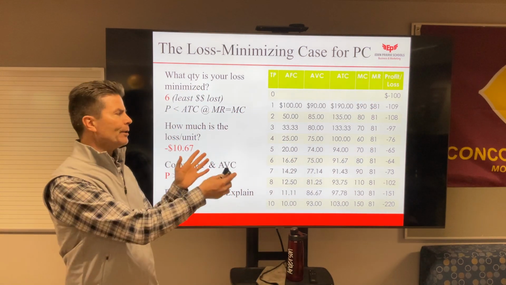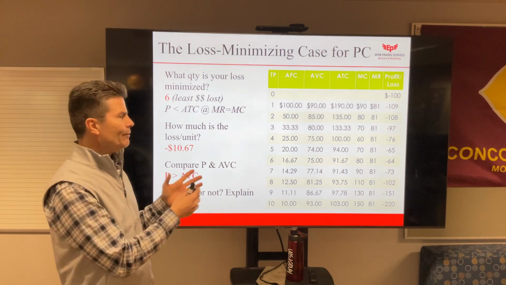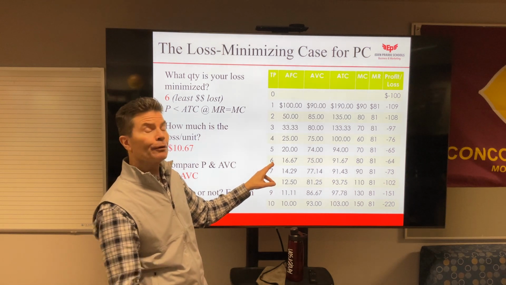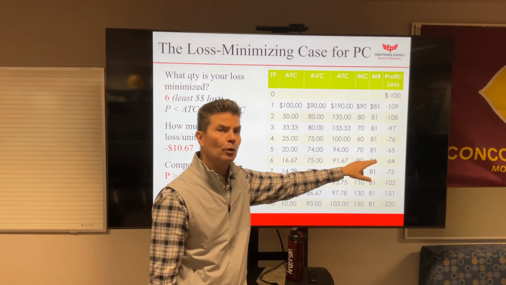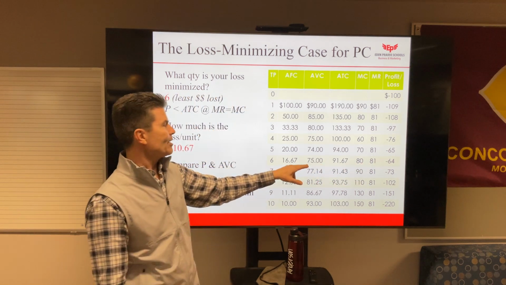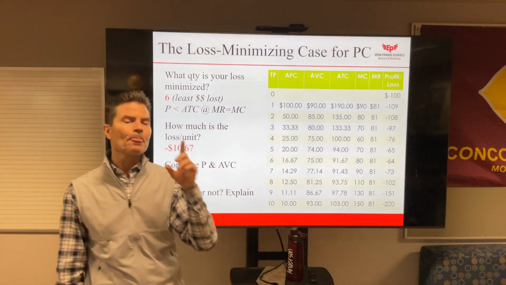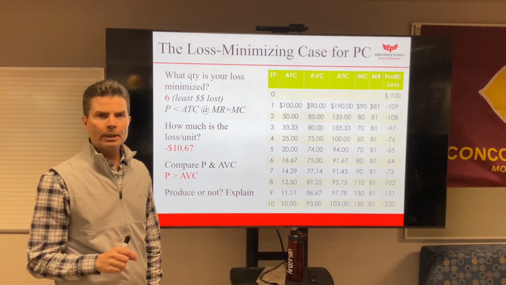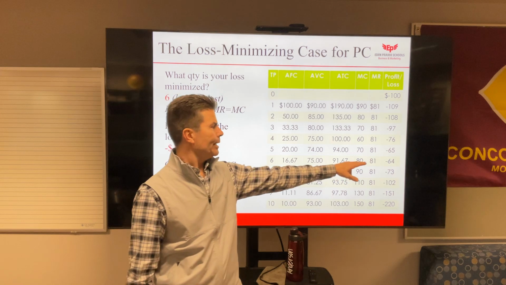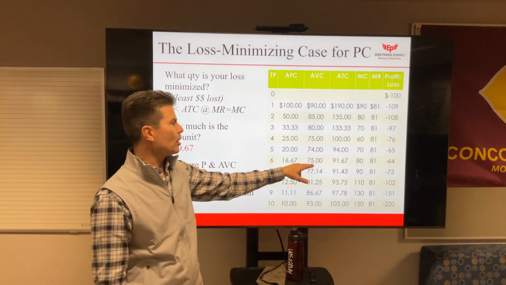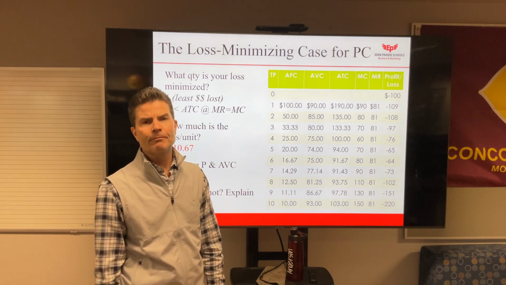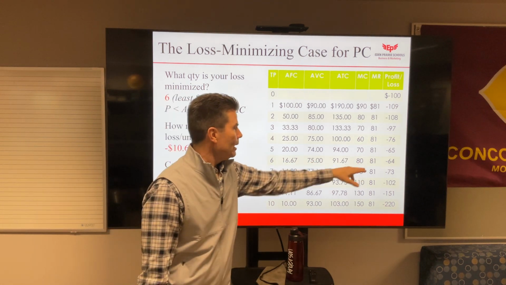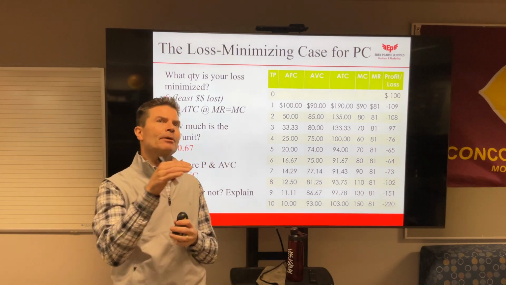Right? So here's how the AVC really relates to this. The AVC relates that anytime at your optimal quantity, you can figure out if you produce. If at your optimal quantity, your price or your MR is more than the AVC at the optimal quantity, you are going to produce, because it means that I am making enough revenue to cover all of my variable costs and some of my fixed costs.